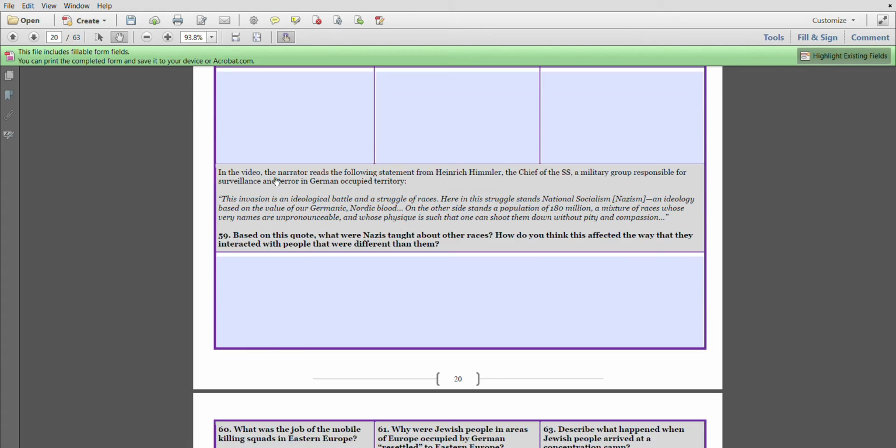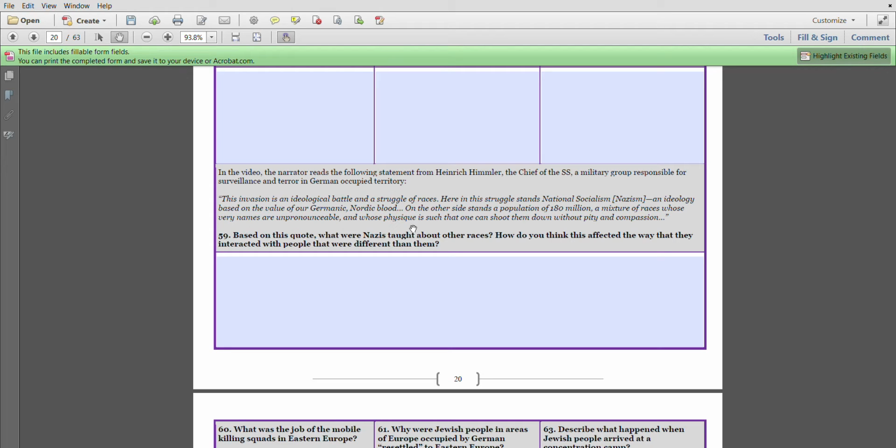For 59, in the video, the narrator reads the following statement from Heinrich Himmler, the chief of the SS, a military group responsible for the surveillance and terror in German-occupied territory. This invasion is an ideological battle and a struggle of races. Here in this struggle stands National Socialism, Nazism, an ideology based on the value of our Germanic Nordic blood. On the other side stands a population of 180 million, a mixture of races whose very names are unpronounceable and whose physique is such that one can shoot them down without pity and compassion.